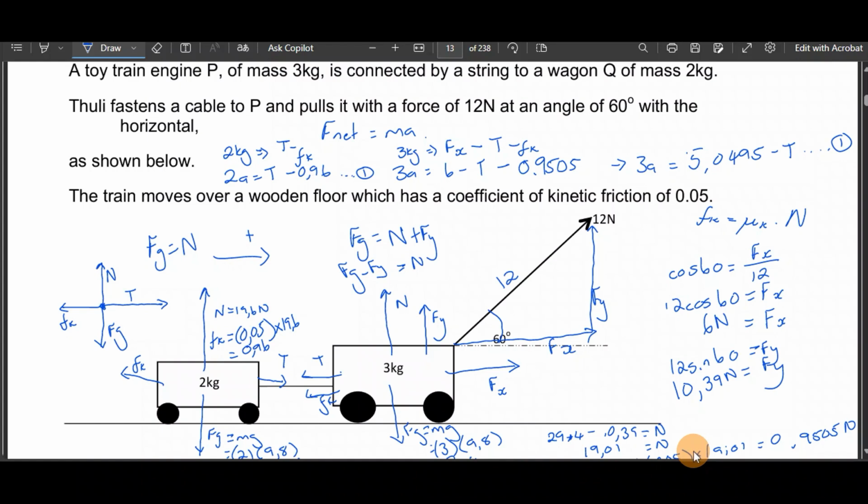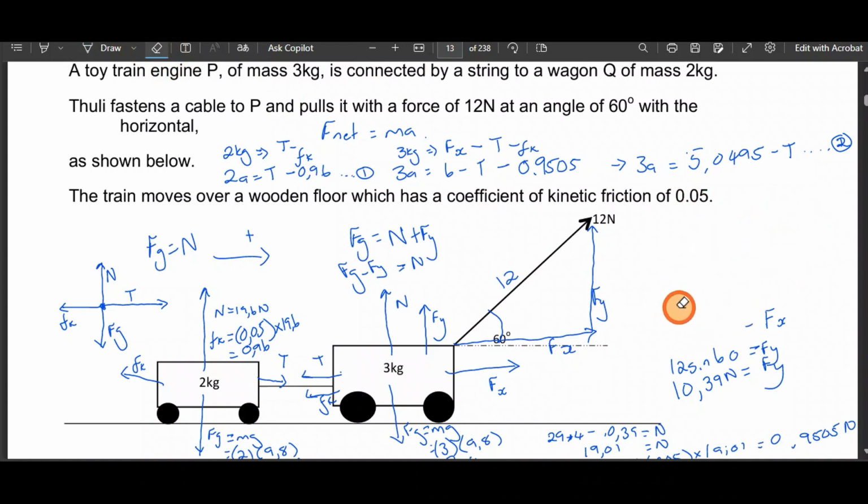Okay, so now we have equation 1 and equation 2. And what we need is acceleration. So it's going to be easy for me to just add equation 1 plus equation 2. Why? Because my T here is negative and here it's positive, meaning they're going to cancel out, right? So if I add the two equations, let me erase something here.